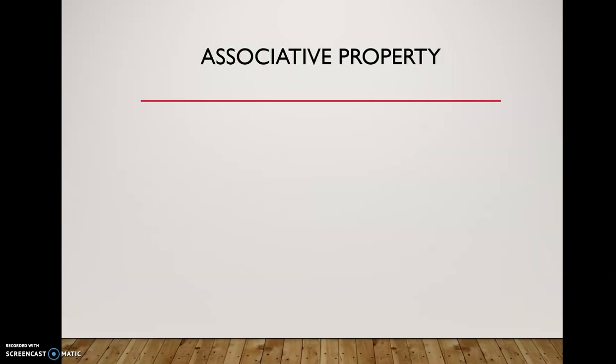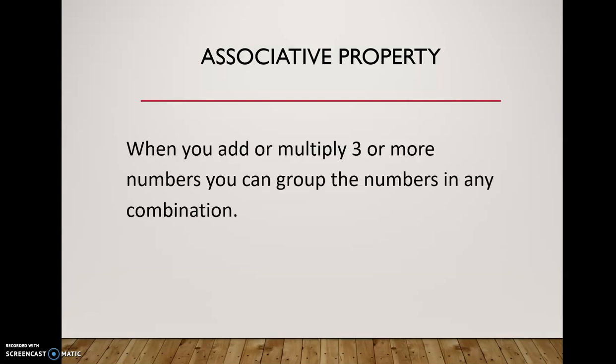Now let's talk about the associative property. The associative property says that when you add or multiply 3 or more numbers, you can group the numbers in any combination. That means that they're going to stay in the same order. So another way you could remember this is SO, same order.